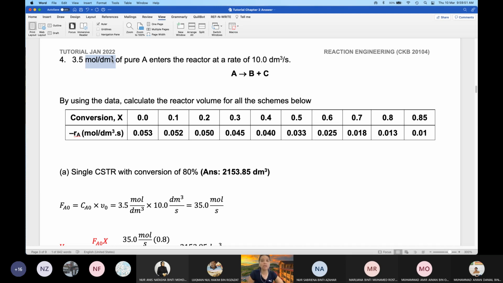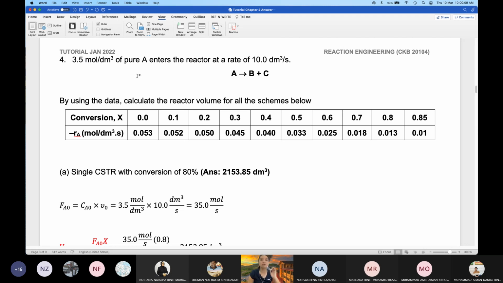So mole per volume is concentration. So they said concentration, concentration of A. Then it enters the reactor, so this is the initial concentration of A. So this is CA0. So CA0 is 3.5.